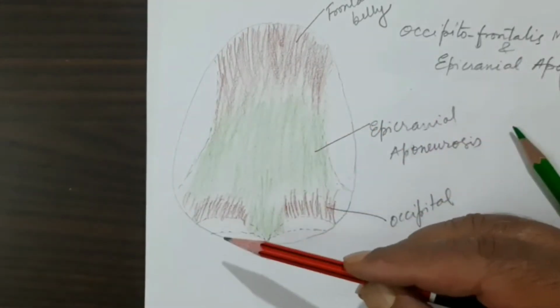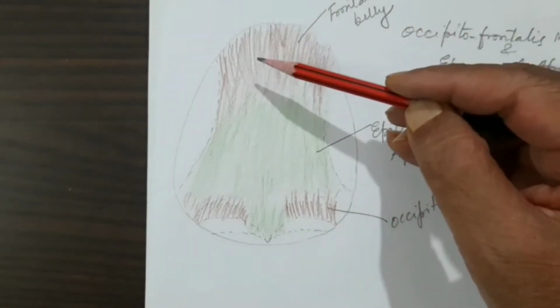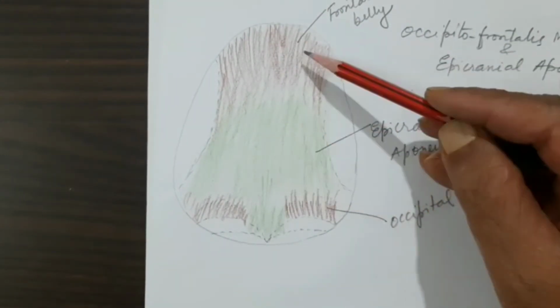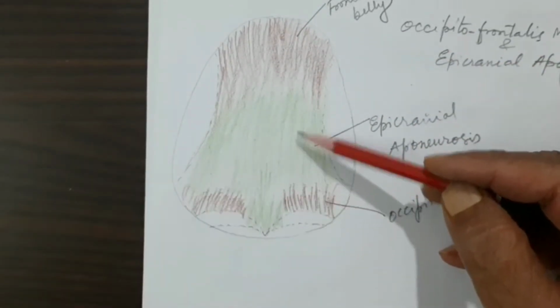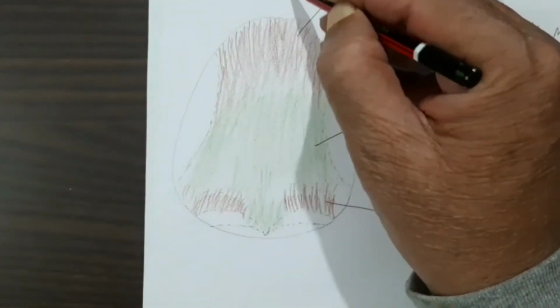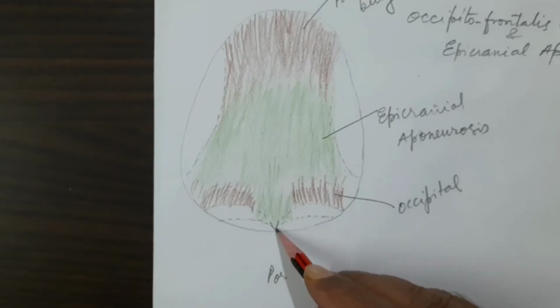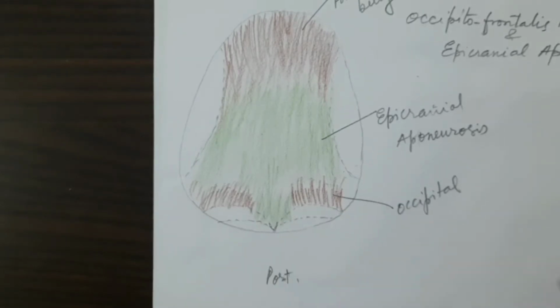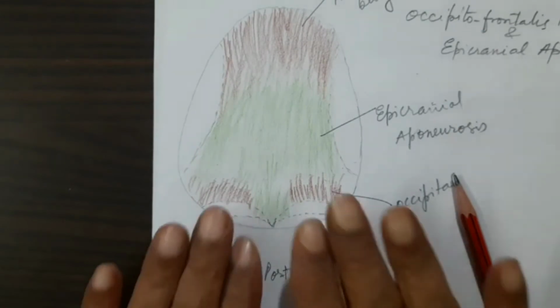So when they have a common tendon between the two muscles, when the frontal belly contracts, it will pull the epicranial aponeurosis towards the front, and when the occipital bellies of the right and left side contract, they will pull the aponeurosis towards the posterior aspect, because this is the anterior side of the head and this is the posterior, because the external occipital protuberance is present here. This is the posterior side. So this is how the aponeurosis and the two bellies of the muscles form the third layer.